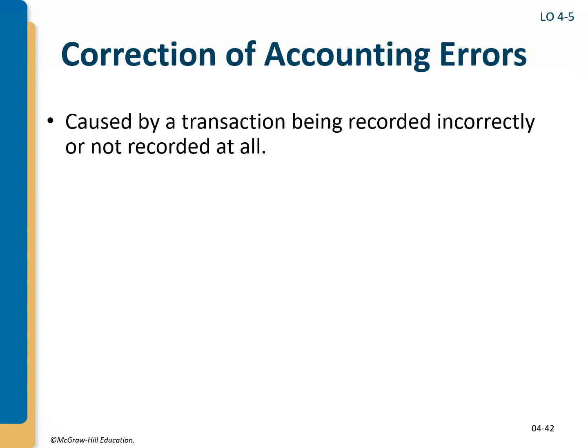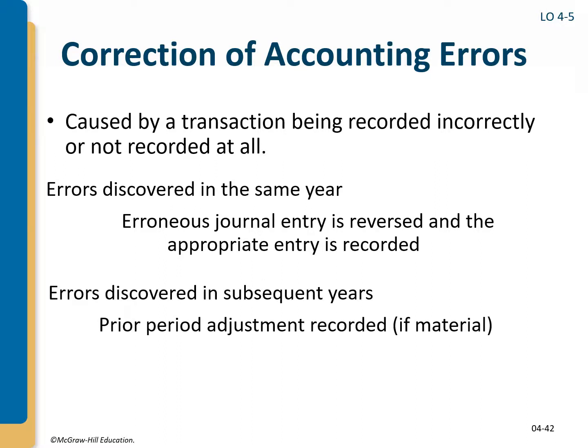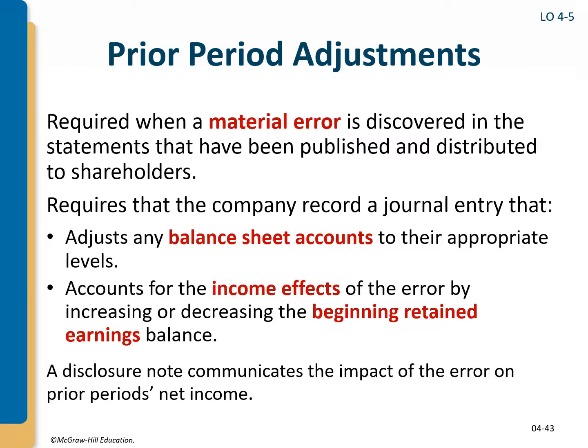Sometimes there's a correction of an accounting error. So this is caused by transactions being recorded incorrectly or not at all. And if the error is discovered in the same year, just fix it. Fix it so that it's correct. But what if you find the error next year? Okay, we call these prior period adjustments. So you don't reopen the prior accounting year and redo your financial statements. No. Okay, you basically are going to make the correction and move forward.